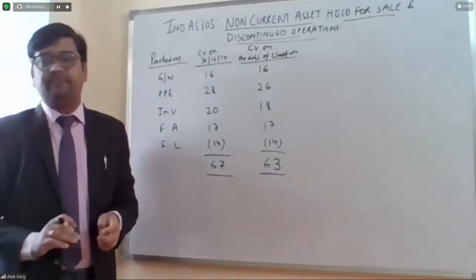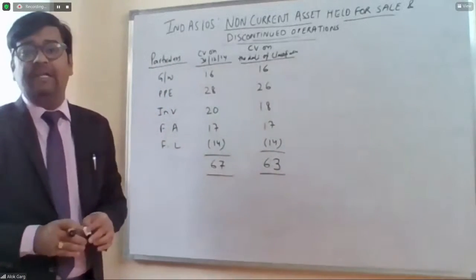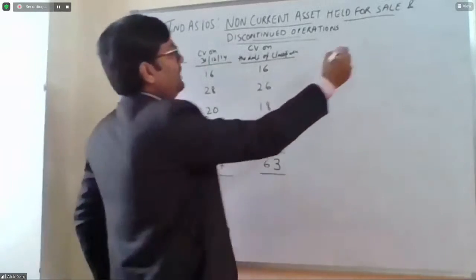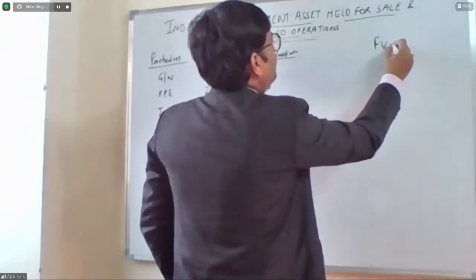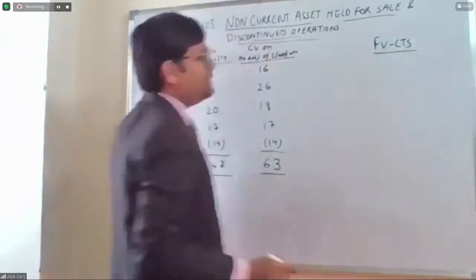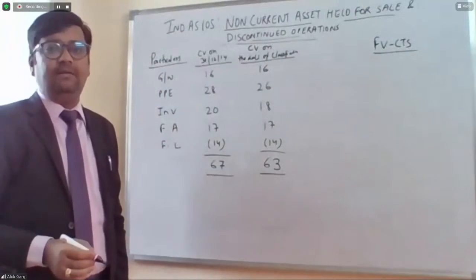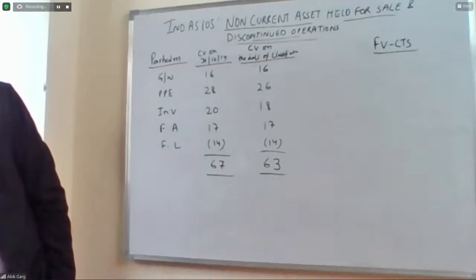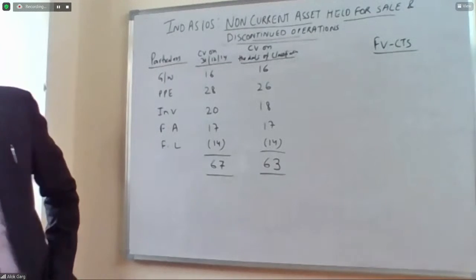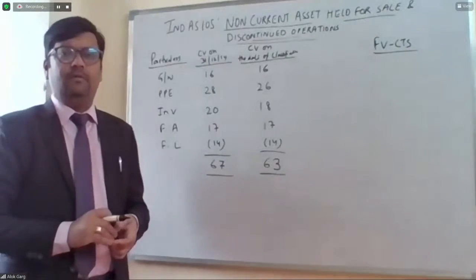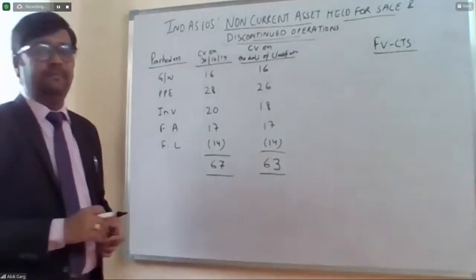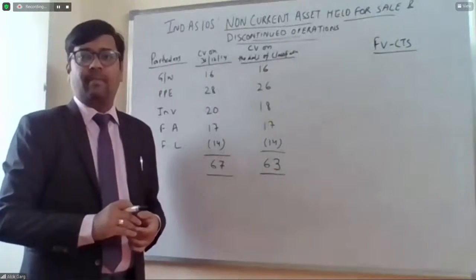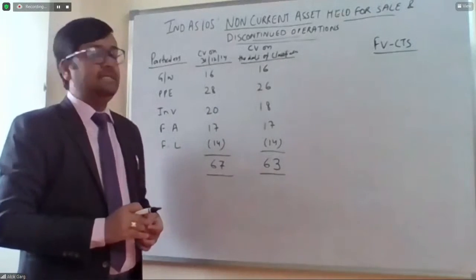Is it okay? Now what is fair value less cost to sell? Fair value less cost to sell is given at how much amount? 47 million. Am I right? Any query here? Friends, any query here? It is 47 million.